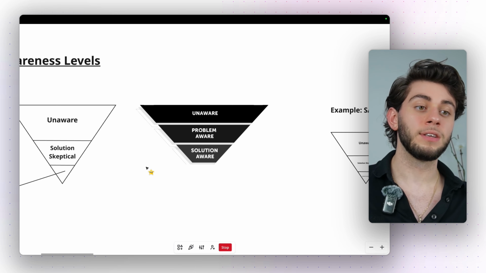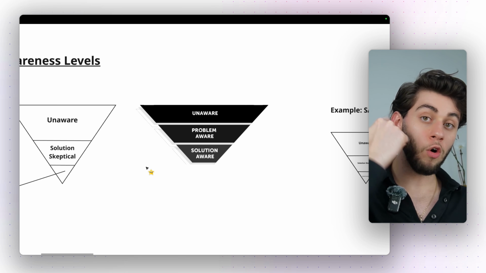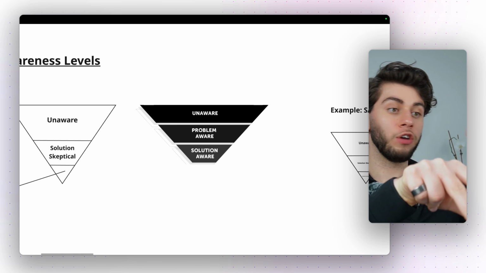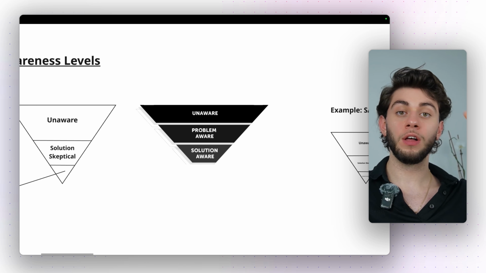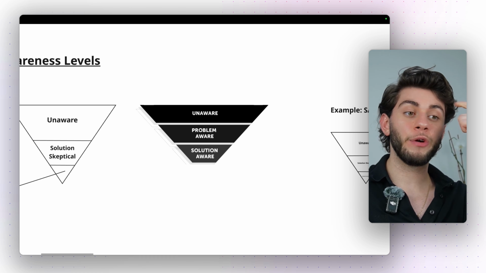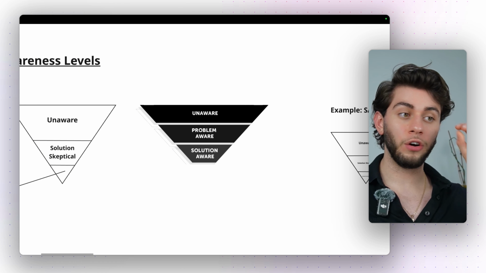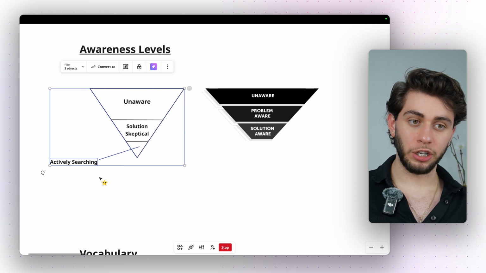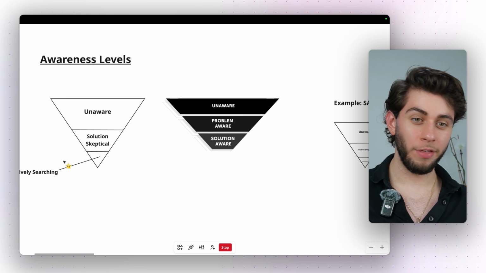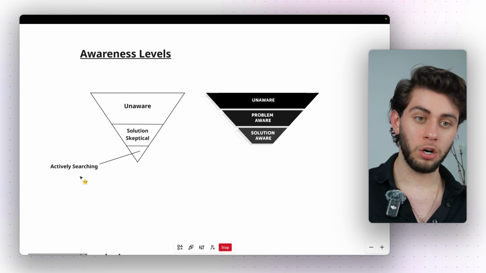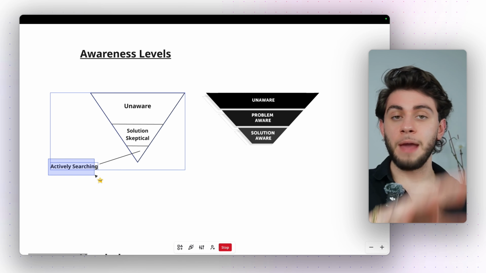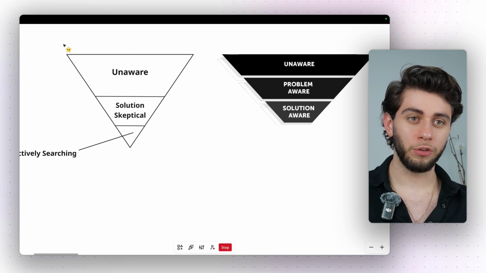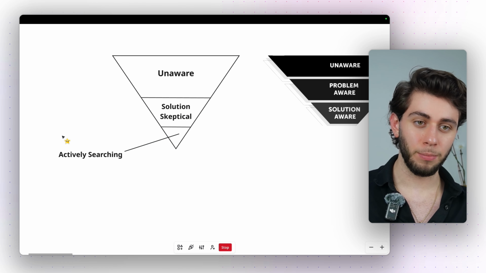And solution aware means that they know they have the problem, and they know about the solution that you're providing them with, but they're not sure whether to get that solution from you or your competitors, somebody else. They already know they have a problem, and they're even sold on the solution that you're providing. They're not sold on you as the company to provide that solution. They're actively searching for your solution, they are not sure where to get it, simply put. And they make up by far the smallest chunk of the market. It doesn't even fit in here. If this whole triangle represents the whole market, they make up the smallest chunk of the market.